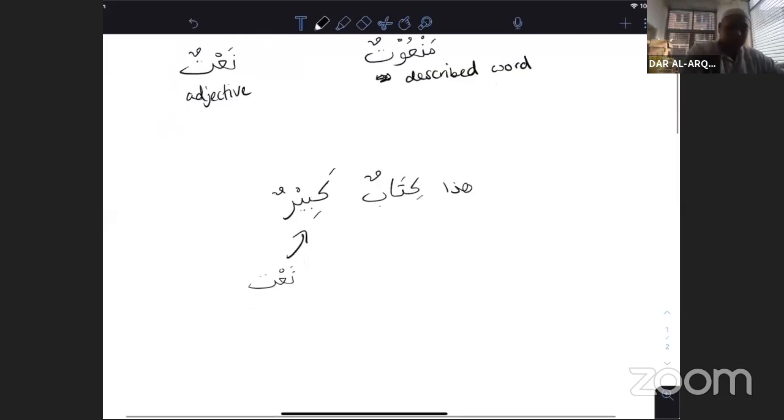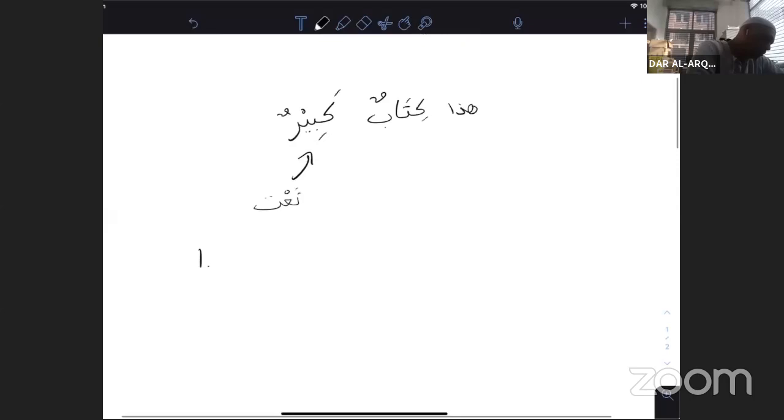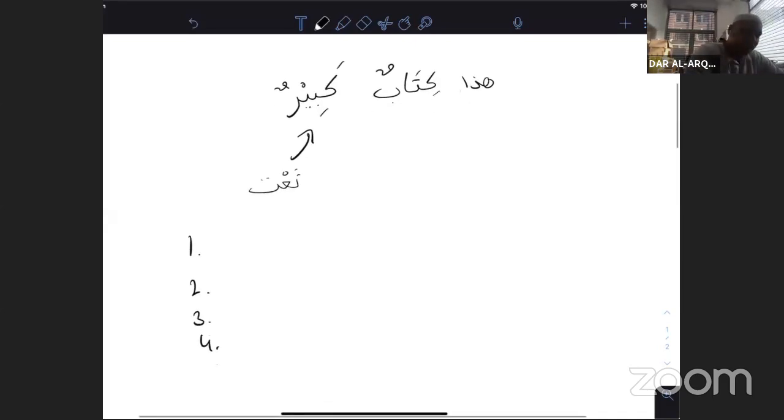Now, for a word to be an adjective, it has to follow four rules. Very important. In all four rules, the adjective needs to follow the word that is being described.